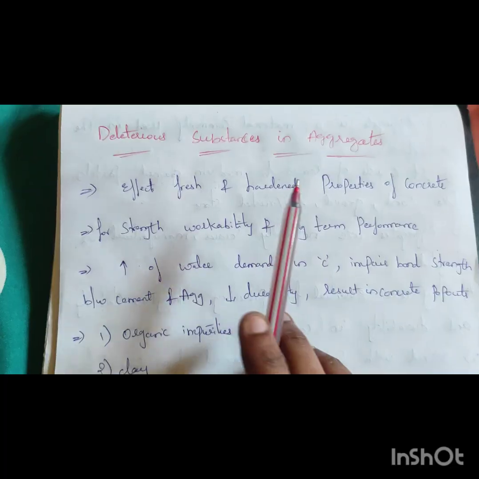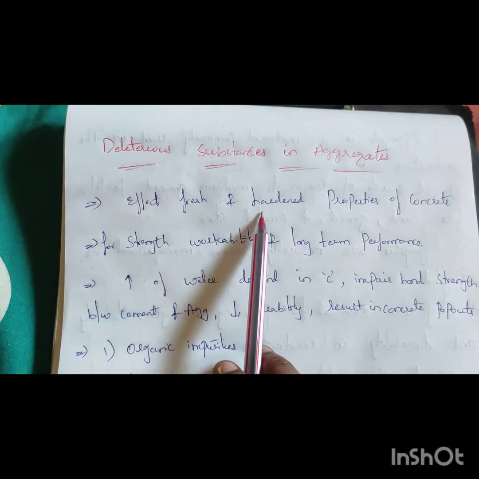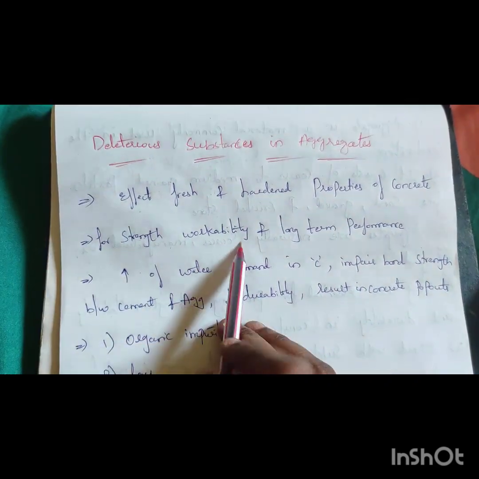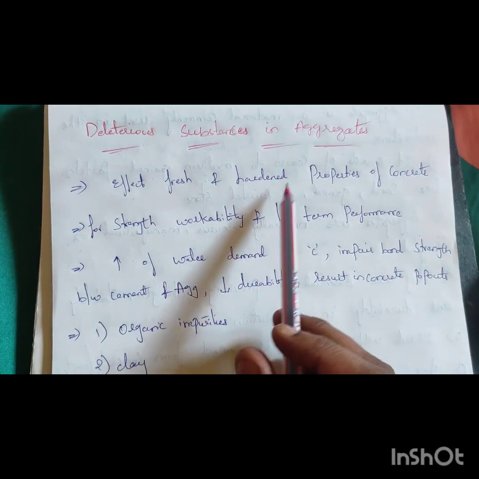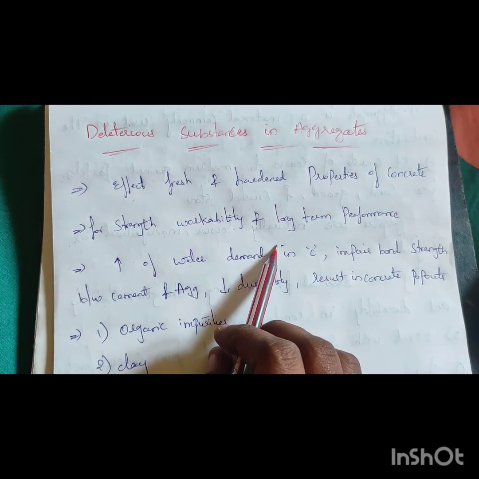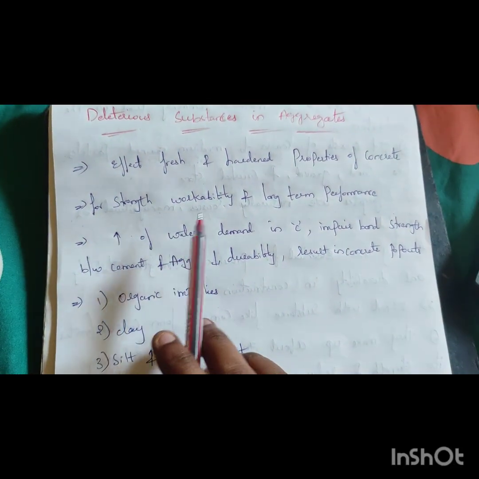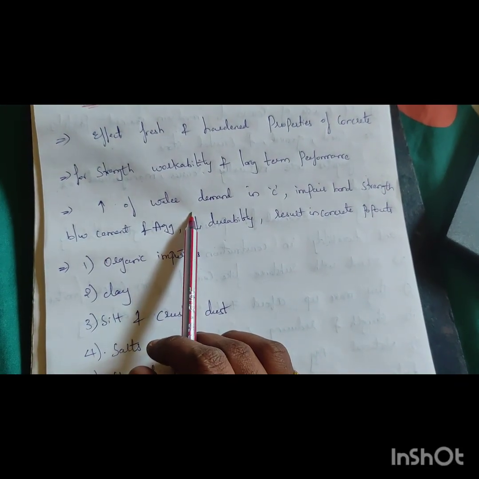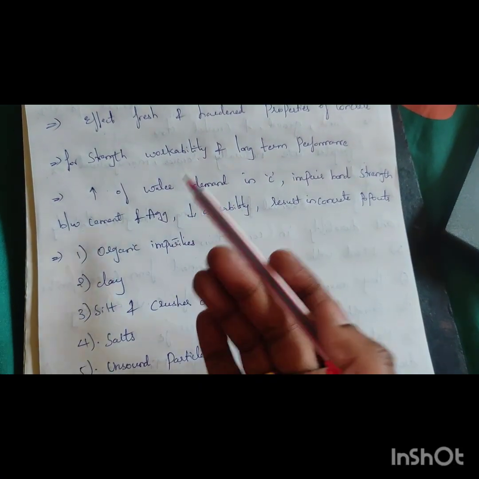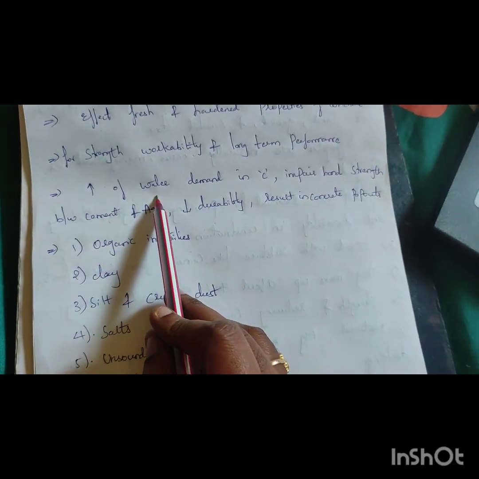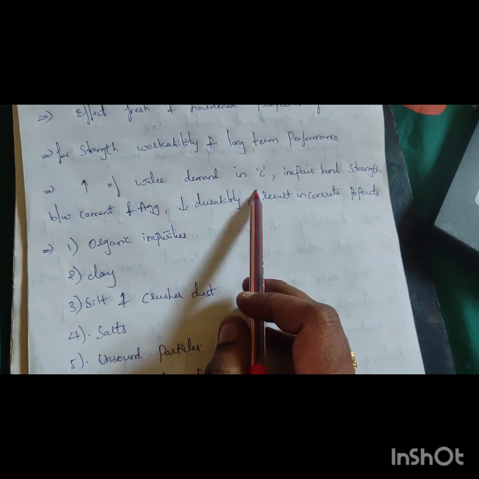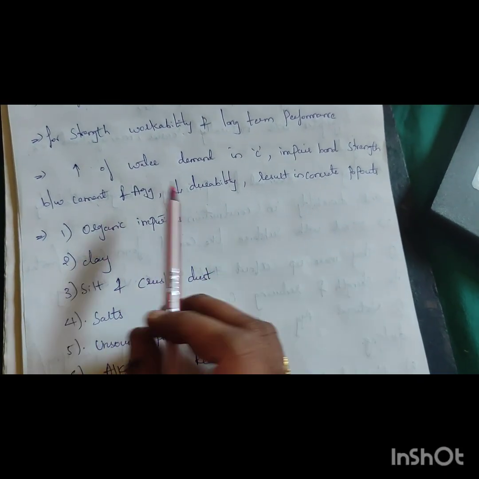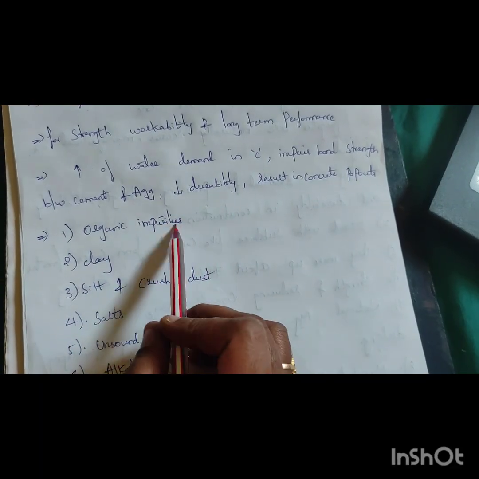Deleterious materials in aggregates are those substances which affect the fresh and hardened properties of concrete, for instance strength, workability and long-term performance of the concrete in which they are used. Deleterious materials are highly undesirable constituents. The adverse effects of deleterious materials on concrete include an increase in water demand, impaired bond strength between cement and aggregate, and reduced durability, resulting in concrete pop-outs and impaired wear resistance.